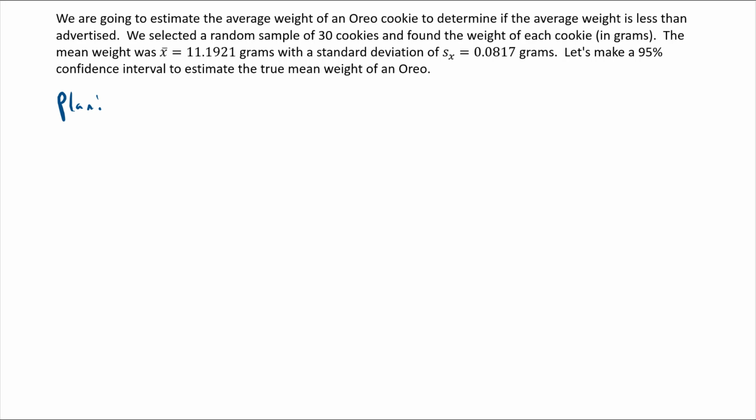Alright, so in this case, we have 3 conditions we need to meet. So let's write conditions right here. Number 1, we want to know if we had a simple random sample, right? In this case, we said we took a random sample of 30 cookies. So since we took a random sample of 30 cookies, this checks off.